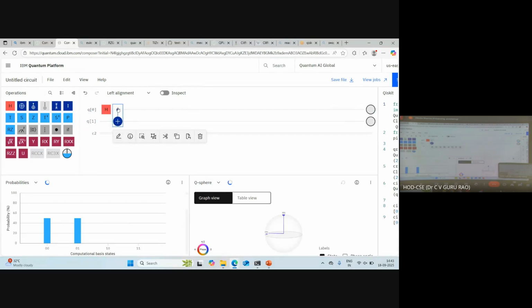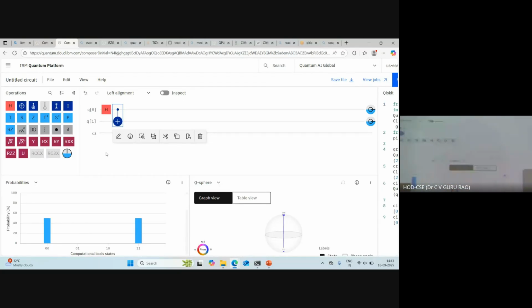Okay? Let's see, the probabilities are changing. Earlier it was 00 and 01, now it is 00 and 11. In this way, we can also create other Bell states as well. We just have to apply the X gate and Z gate, a combination of those. That's why Pauli gates are so important. So this is clear.